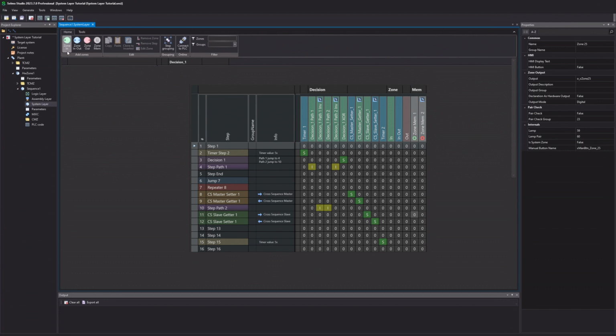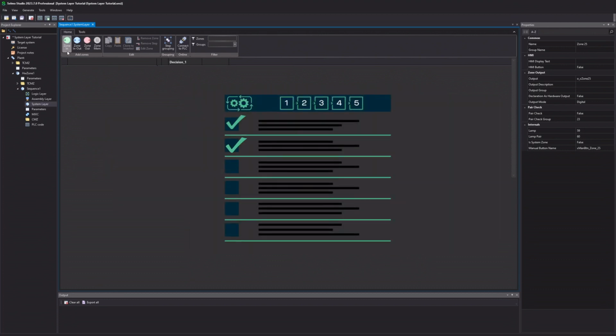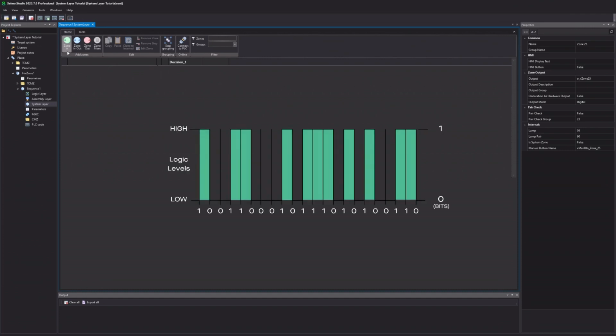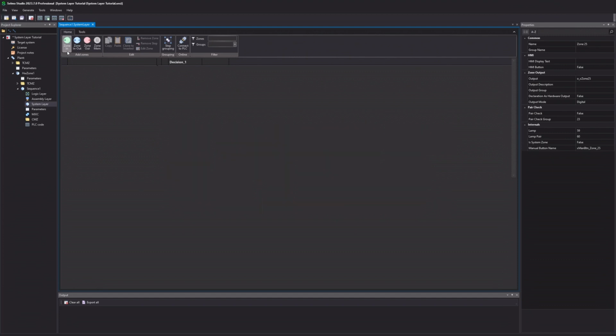In this video, we explain the system layer and its zone types. The zone describes the state that the machine must have in the particular step. This layer is responsible for processing and controlling process signals. The process signals are binary values that represent the state of sensors or actuators. The Selmo Studio has 4 types of zones.